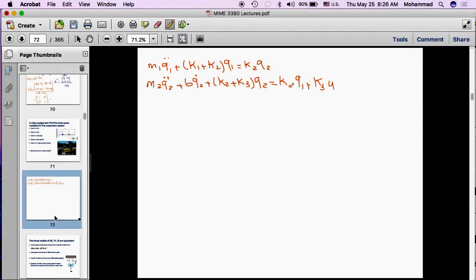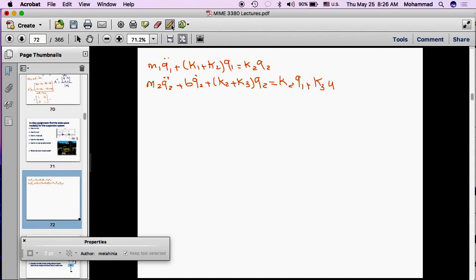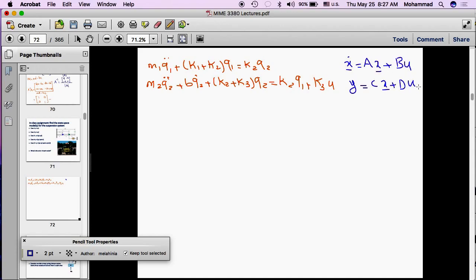So what is our goal? What do we want to create? A state space model, which looks like what? It will look like this. So the state space model in general for any system looks like this. So x dot is equal to ax plus bu, and y is equal to cx plus du. That's the form of the model we want to have.